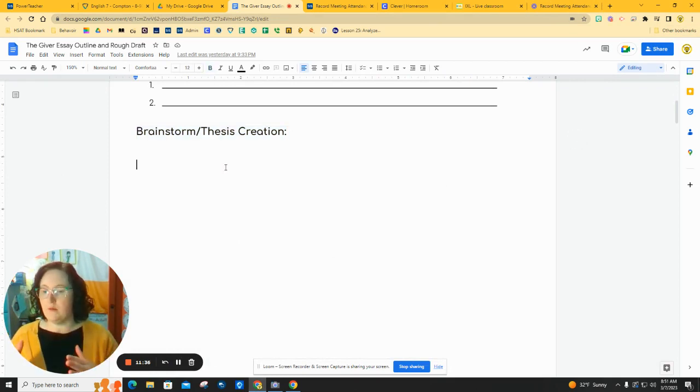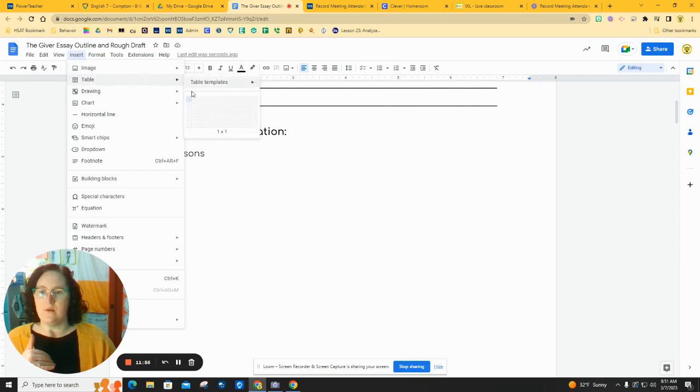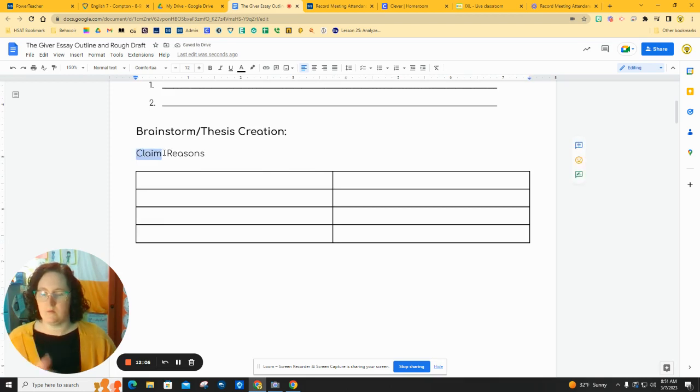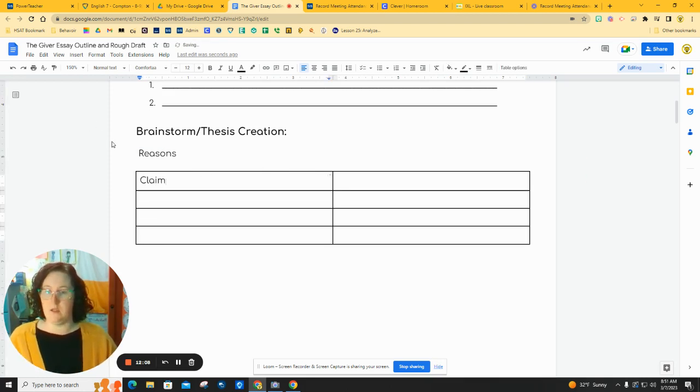So, when I create a thesis or brainstorm, I know that I have to have two things: a claim and reasons. I have to have a claim as my main argument and I have to have reasons. Within a claim, I'm going to make this into a table just to make it easier to understand.